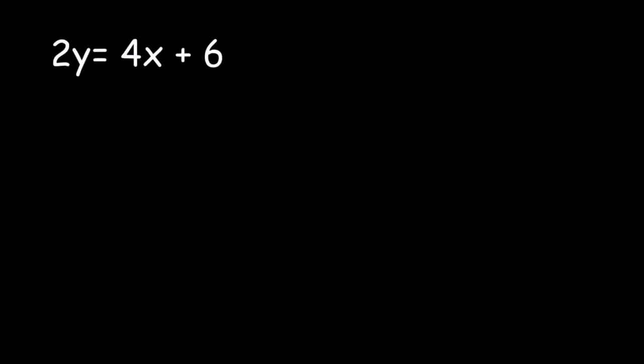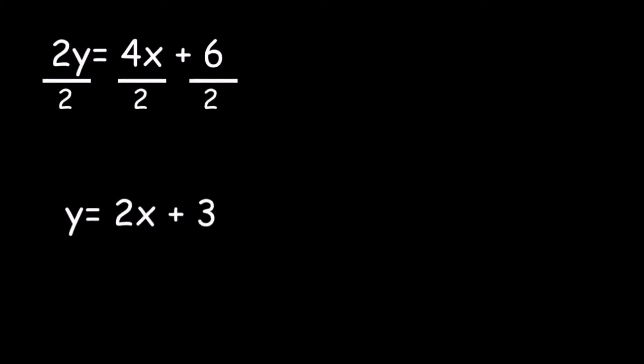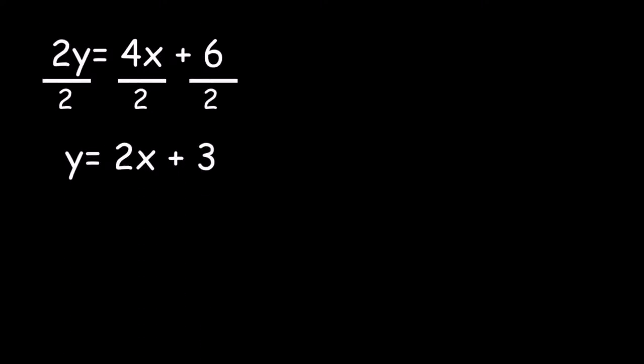For example, 2y equals 4x plus 6. To isolate y from 2, we need to divide it by 2. We need to follow the property of equality, so we also divide the other side by 2. The answer would be y equals 2x plus 3. That is our y form.